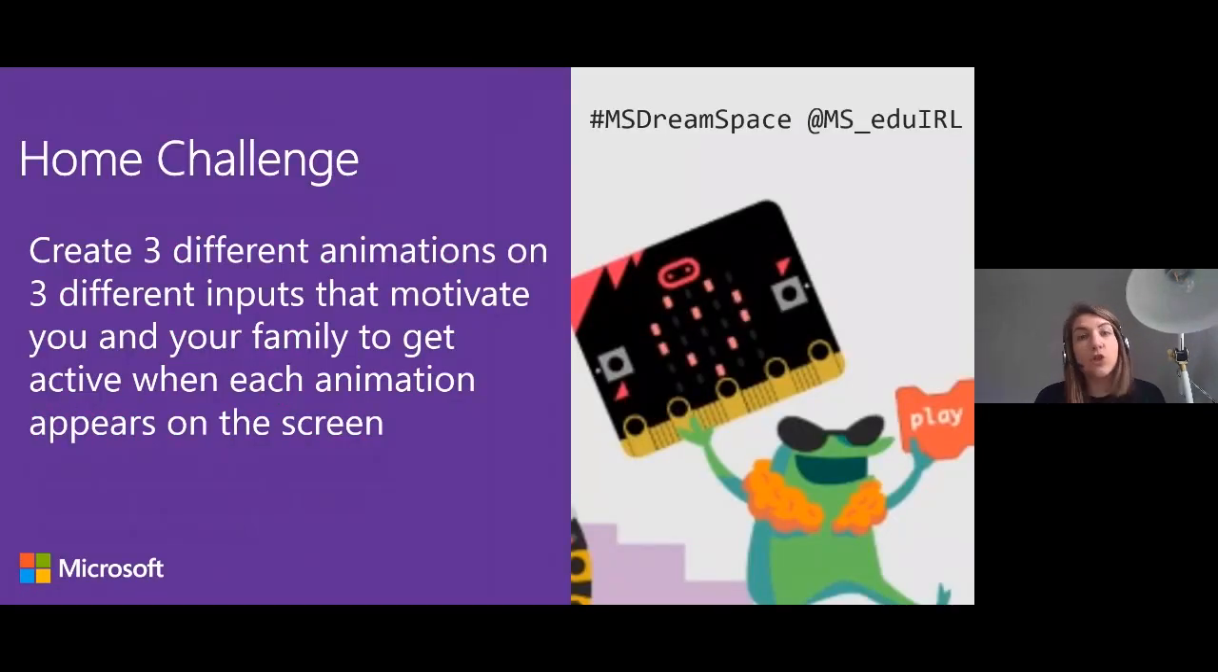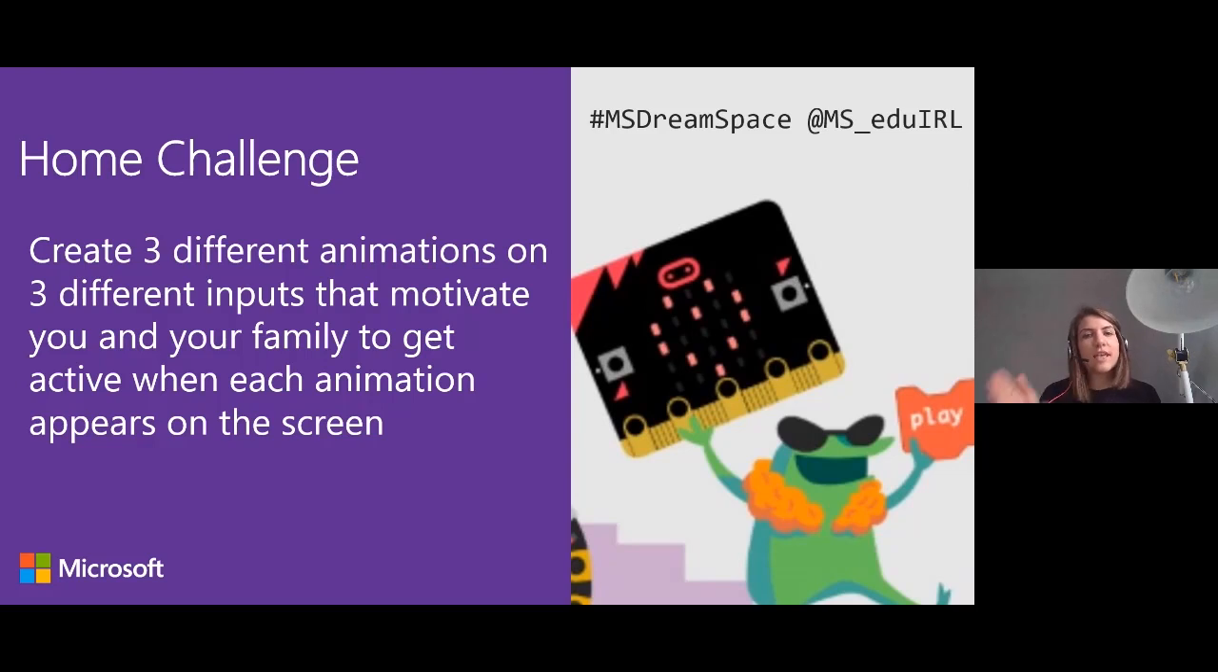What we want you to do is to create 3 animations on 3 different inputs. So let's think about this for a second. So I'm saying 3 different inputs. So what were inputs again? Well, they were our buttons, weren't they? So on button A was one input, on button B was a second, on shake was a third. There was 3 we looked at today, for example.